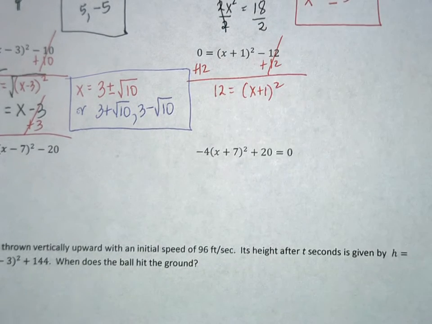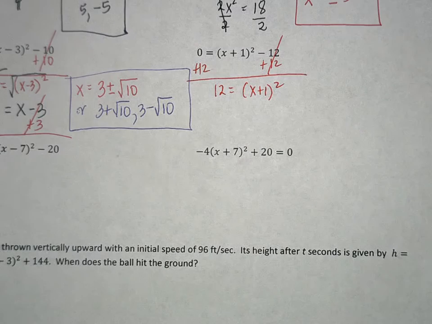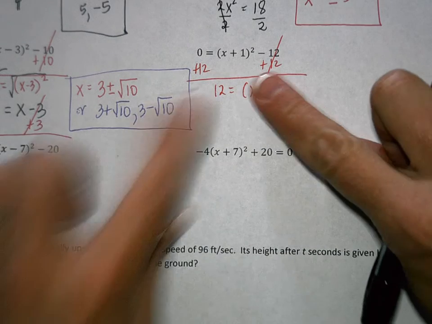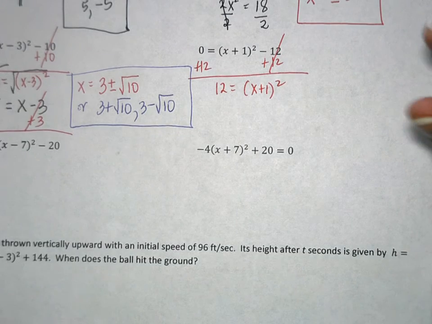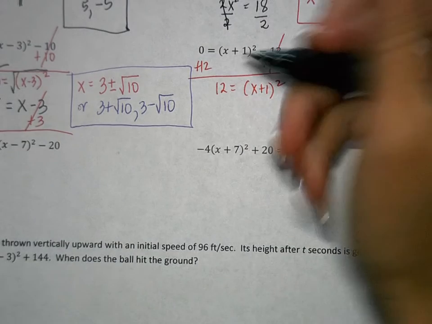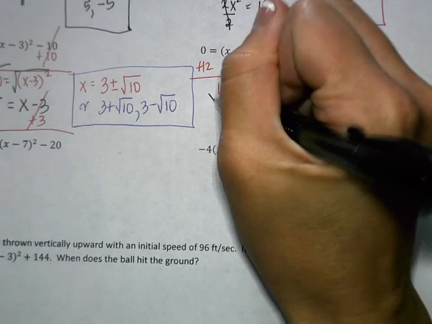Is the square by itself? Yes, because the parenthesis is what's being squared. So the square is by itself right now. Okay, x isn't by itself, but the square is. Okay, so we take the square root of both sides.